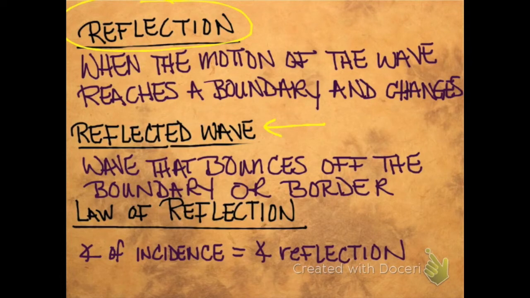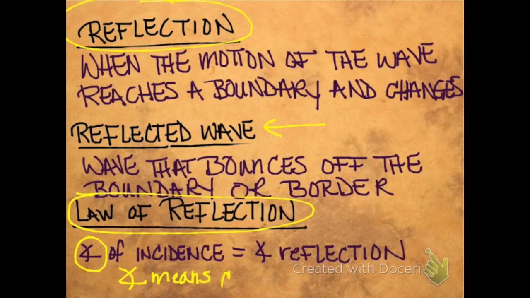Now, because it's physics and we have all sorts of laws, we have a law of reflection. The law of reflection states that the angle of incidence is equal to the angle of reflection. Please keep in mind that this symbol means angle. So the angle of incidence is equal to the angle of reflection. So when the original wave comes in, whatever angle it comes in at, the reflected wave is going to go away with that same angle. If you're coming in with an angle of 30 degrees in your incident wave, that means your reflected wave is also going to have an angle of 30 degrees.